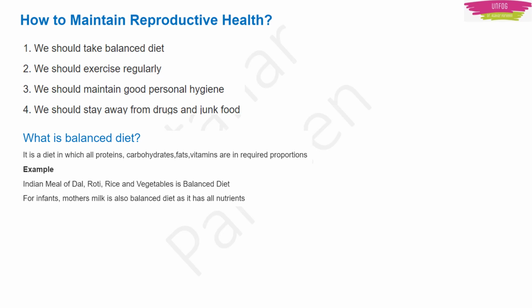For example, our Indian meal is the best example of a balanced diet because it has dal, roti, rice, vegetables, everything in the plate, right? So that is the best balanced diet.